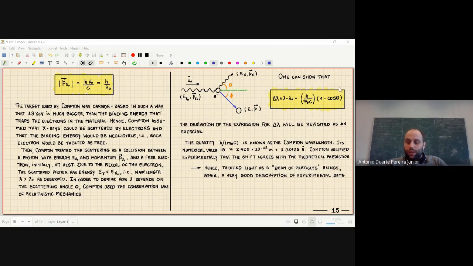Okay, so you see that if I look at angles that are very close to zero, I will get a Compton shift that is very close to zero. In particular, if I look at radiation that is emitted in this direction here, theta equals zero, I will find that the Compton shift is zero. So treating light as a beam of particles is again a very good description of the outcomes of experiments.